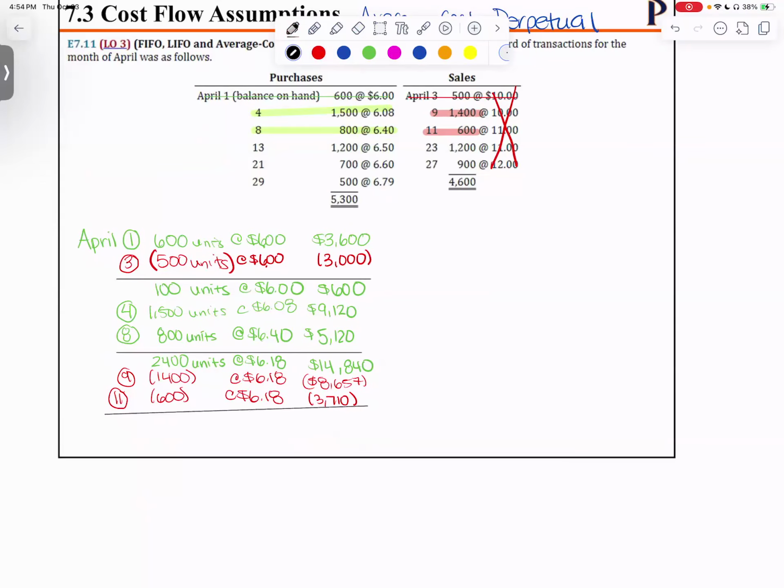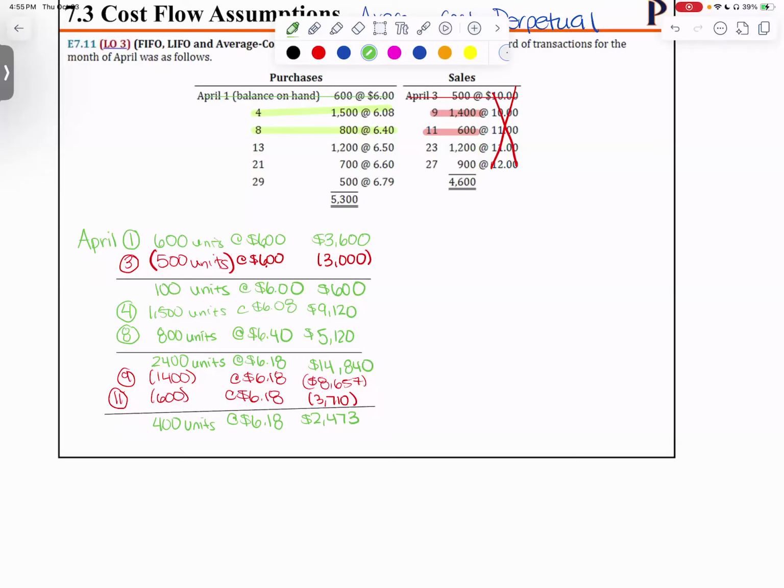So after this sale, we will have inventory of 2,400 minus 1,400 minus 600. So we'll have 400 units in our inventory with an average cost of $6.18, and then a total cost of $2,473.